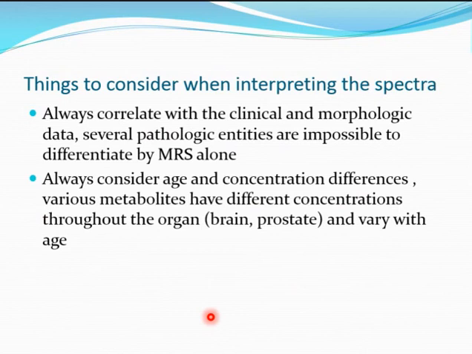Things to consider when interpreting an MR spectroscopy. Always correlate with the clinical morphological data. Several pathologic entities are impossible to differentiate by MRS alone. Always consider age, concentration differences. Various metabolites have different concentrations throughout the organ, like in brain, prostate, and they vary with age. So again, you never ever interpret spectroscopy without having conventional brain MRI. This is the golden rule. Okay? Don't forget that.